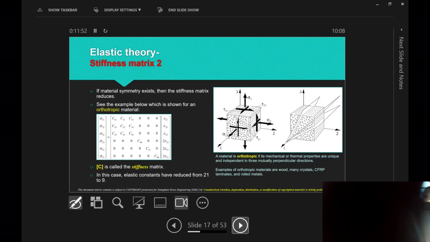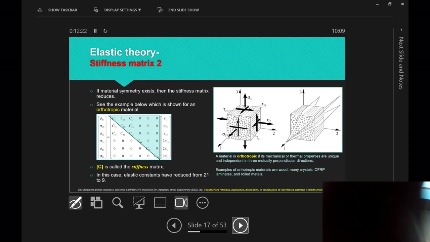You've got 3 properties that change depending on the 3 axes. Give or take, it's a material that has different mechanical and thermal properties in 3 orthogonal directions. Exactly, and that's applicable to composites. So this matrix for an orthotropic material will reduce to this, where these components become 0.